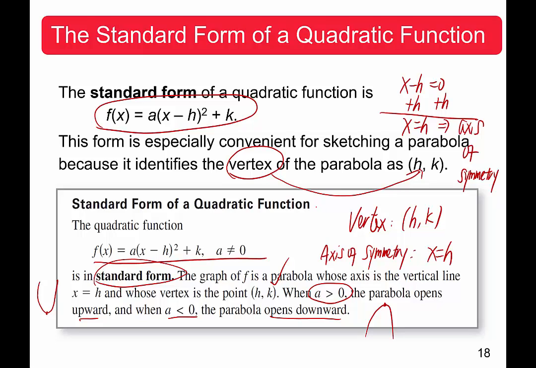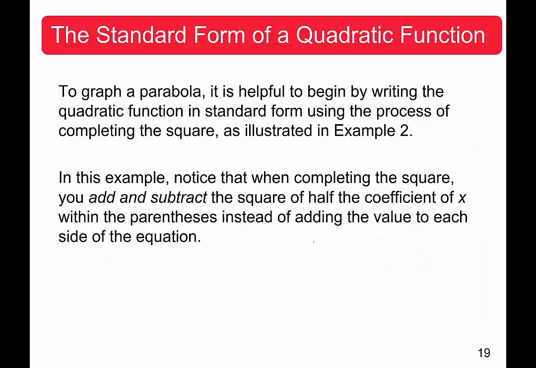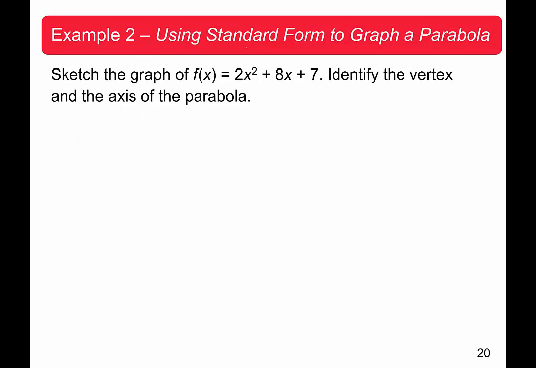Those two are the most important element when we're talking about quadratic functions. And now, to graph a parabola, it's helpful to begin by writing the quadratic function in standard form. And in that, typically we need to use a process of completing the square method. So if you get a parabola in the general form, then you're going to turn it into standard form, and then we need completing the square. And now let's take a look at how we do that.